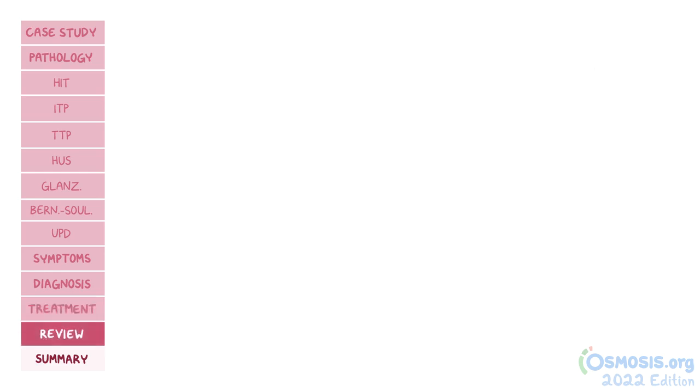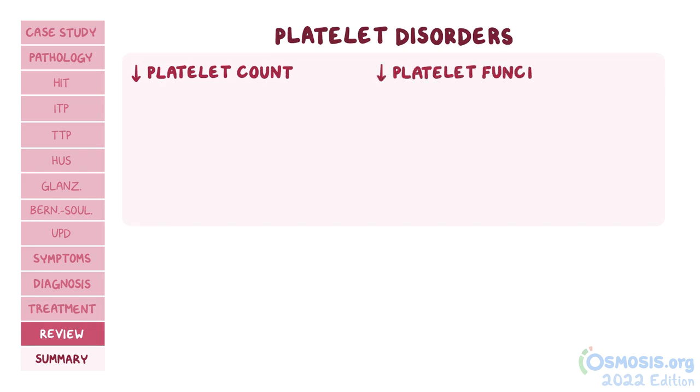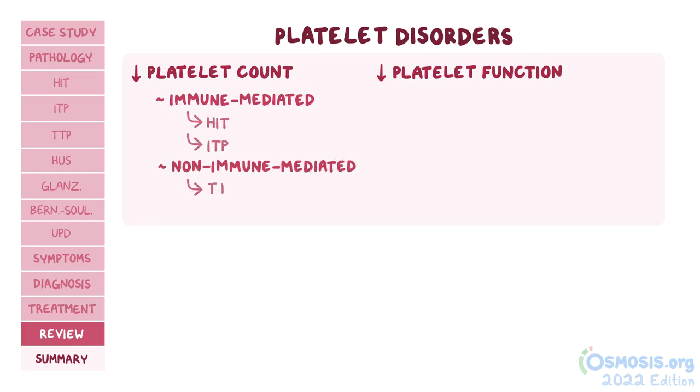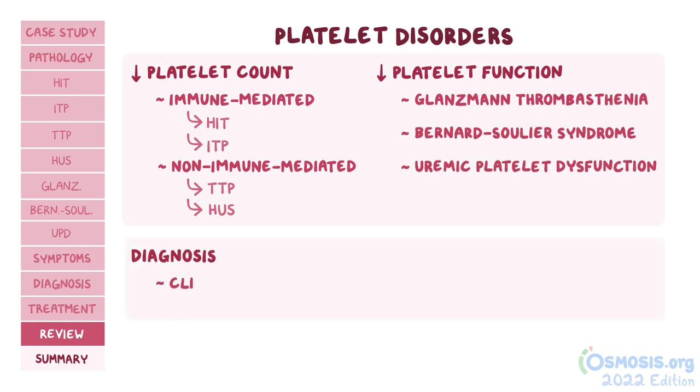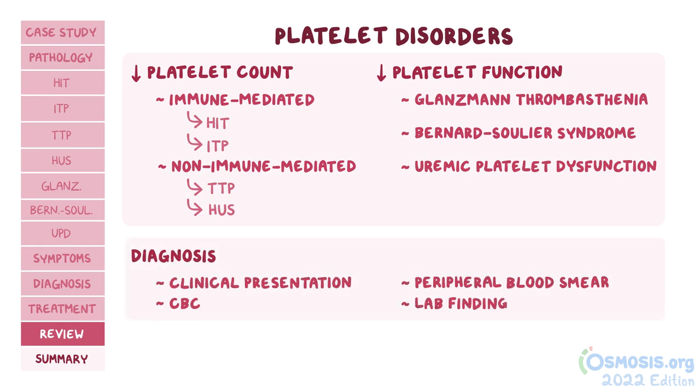Alright, as a quick recap, platelet disorders can happen when there's decreased platelet count or decreased platelet function. Decreased platelet count can be due to immune-mediated platelet destruction, like in HIT and ITP, or due to non-immune-mediated destruction, like in TTP and HUS. Now, disorders with platelet dysfunction include Glanzmann thrombasthenia, Bernard-Soulier syndrome, and uremic platelet dysfunction. A diagnosis can be made on clinical presentation, CBC, peripheral blood smear, lab findings, but also more specific lab tests.